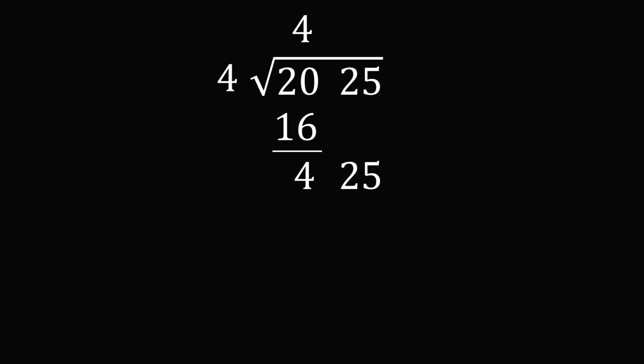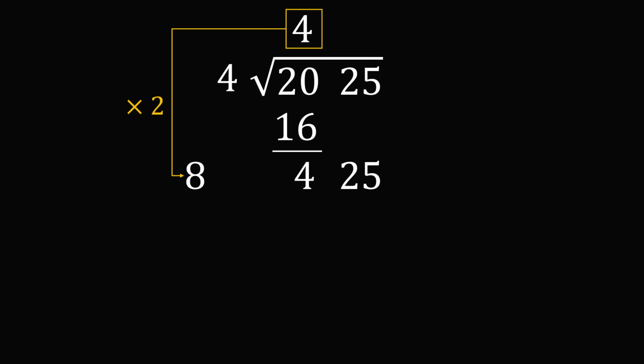Now we need to create another divisor, but it's going to be a little bit complicated. This is the only difficult part of the process. So what you do is you take your previous result, so whatever the previous quotient was, which is 4 in this case, and you are going to double it. So 4 times 2 is equal to 8.